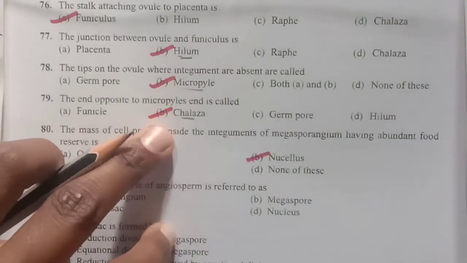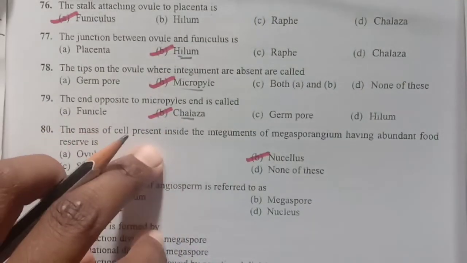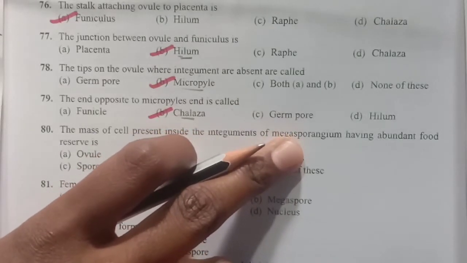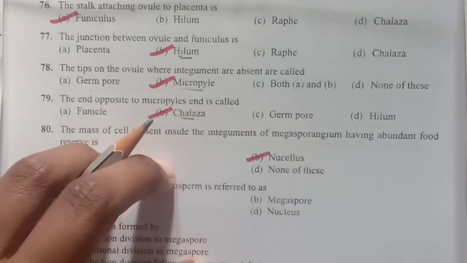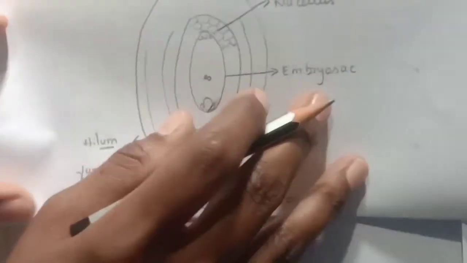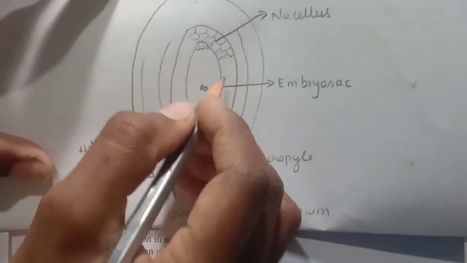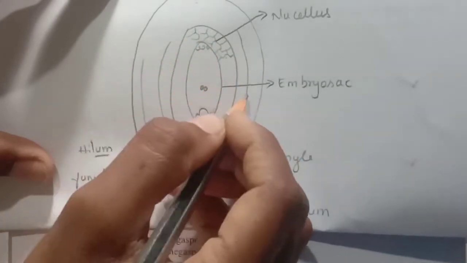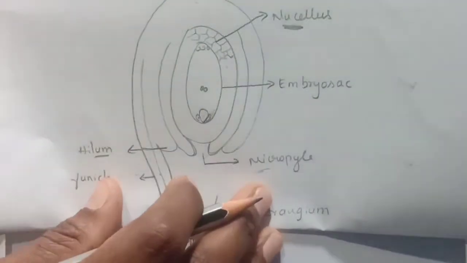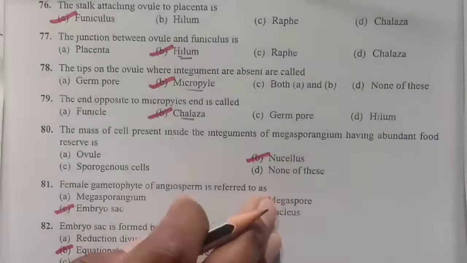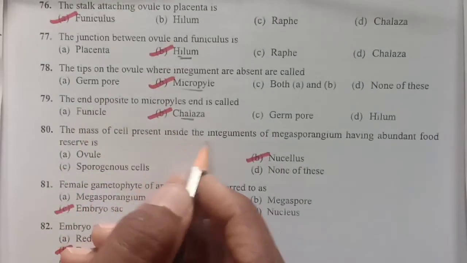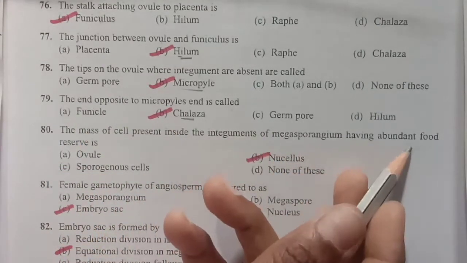And next question, the mass of cells present inside the integuments of the megasporangium having abundant food reserve is. So you know that around the embryo sac, if this is the embryo sac, within the integuments there is a parenchymatous mass of tissue called the nucellus, which is abundant in food reserve. So the correct answer will be nucellus. It is the mass of cells present inside the integuments having abundant food reserve.